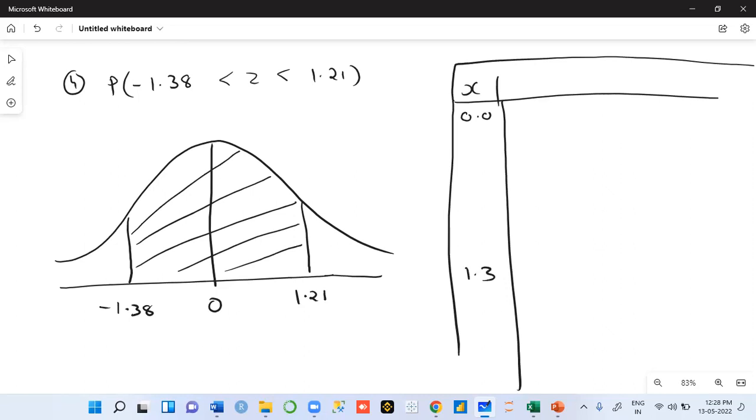What is our actual number, guys? 1.38. If I take 1.3 from here, how much is remaining? So look, 0.08 from here and 1.13 from here. And tell me what is the value. So this area we get 0.4162. Can you check for another one?